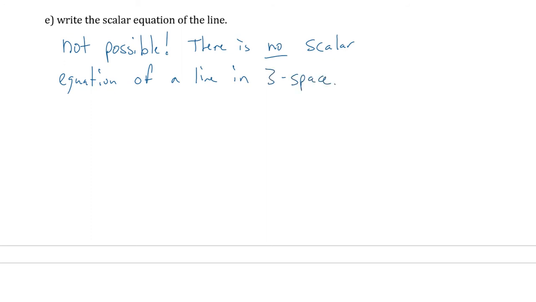This is an important idea. In 3-space there is no scalar equation of the line. This is important because we have to know which of these forms make sense and which don't, okay? So you might even be asked to do this as a trick question on a quiz or a test, and you have to say not possible or there isn't one. No scalar equation of a line in 3-space. Don't just leave it blank. Never just leave it blank. So keep that in mind. That's a bit of a trick, but you heard it here.